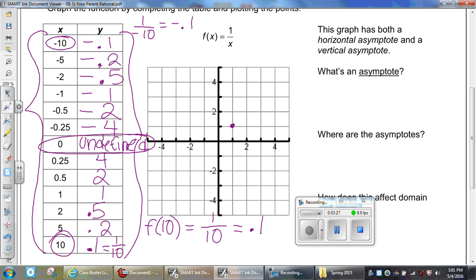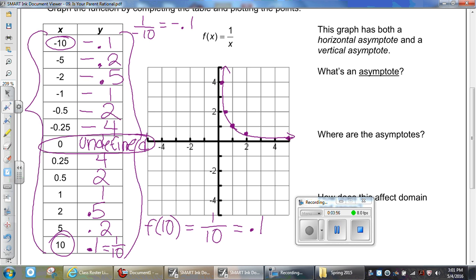So now we're going to plot the points. We have (1, 1), we have (2, 0.5), we have (5, 0.2), and we also have when x is 0.5, the y value is 2. When x is 0.25, the y value is 4. And now I'm going to connect them, but I need to be careful not to touch the x or the y-axis, and we'll look at that in a minute.